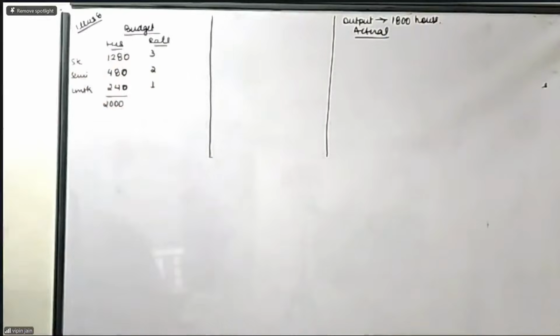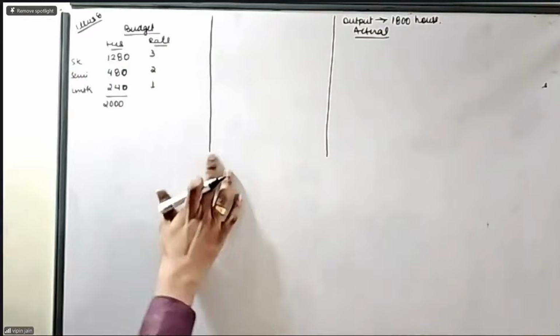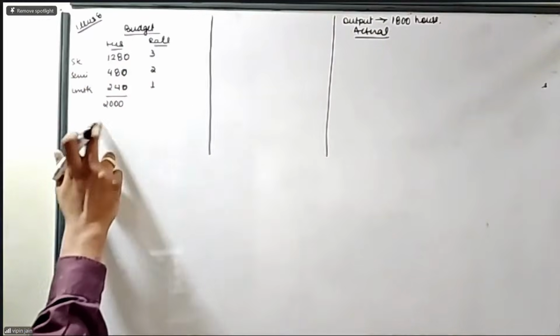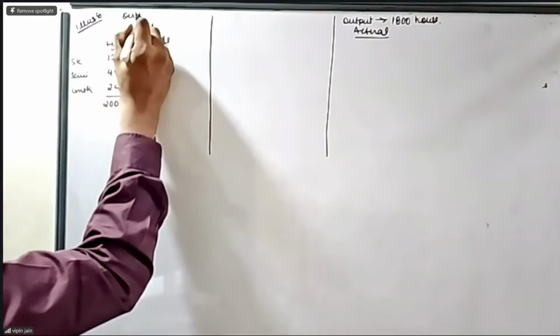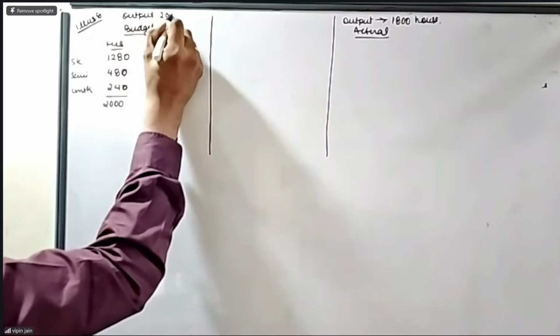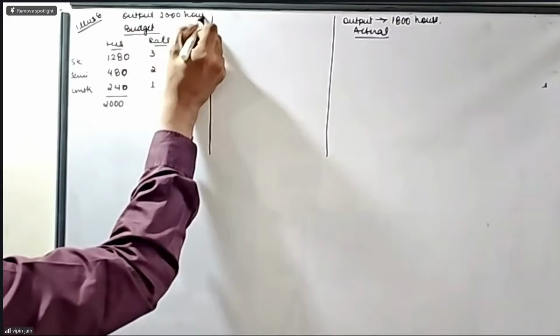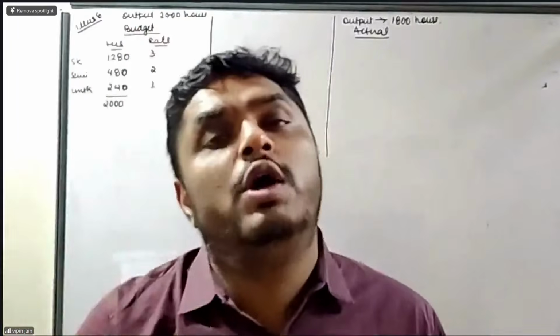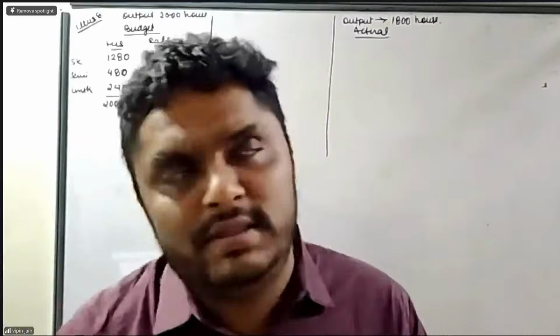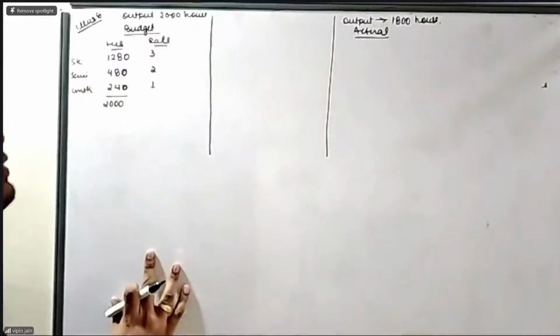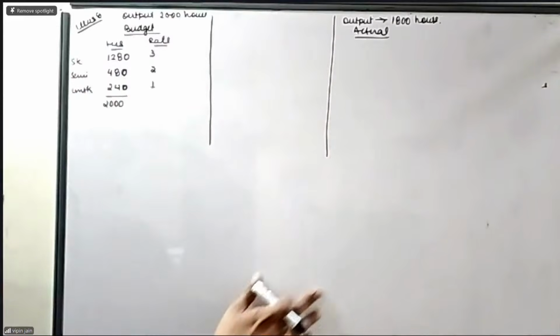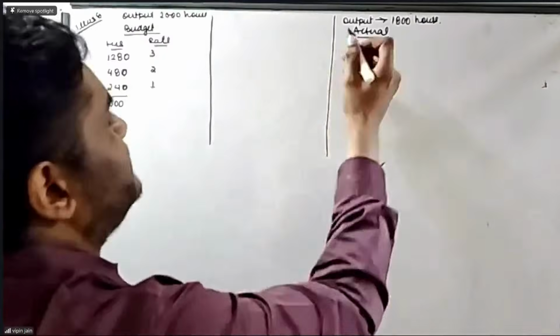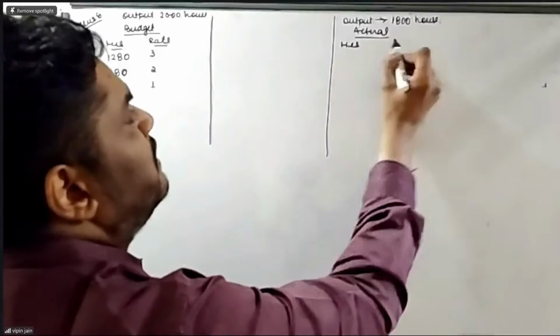Output is given in hours. Since budgeted output is not given, we will assume that the output is also 2000 hours of work. If you are working for 2000 hours, your output should also be generated for 2000 hours. But when talking about actual, they were able to generate 1800 hours of work. Let's check out how many hours they worked.